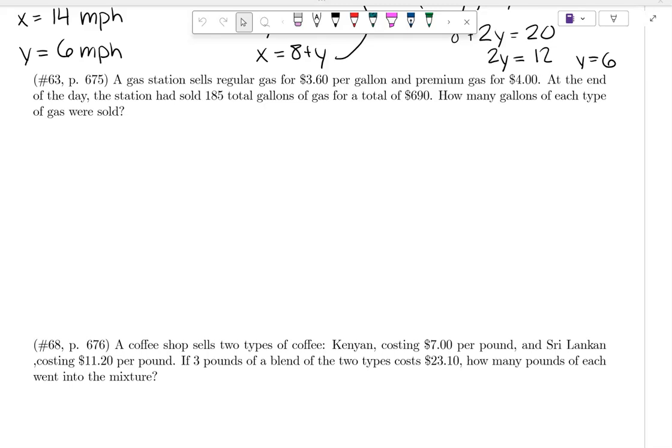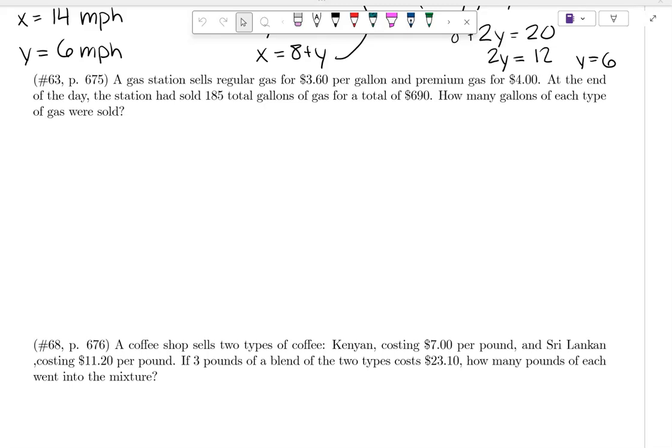Well, let's do one more story problem on the same stuff that Hope talked about last time, and then we'll get into some bigger systems of equations. So let's look at this story problem. We've got a gas station selling regular gas for $3.60 a gallon and premium for $4 a gallon. At the end of the day, they sold 185 total gallons of gas for a total amount of $690. How many gallons of gas of each type were sold?